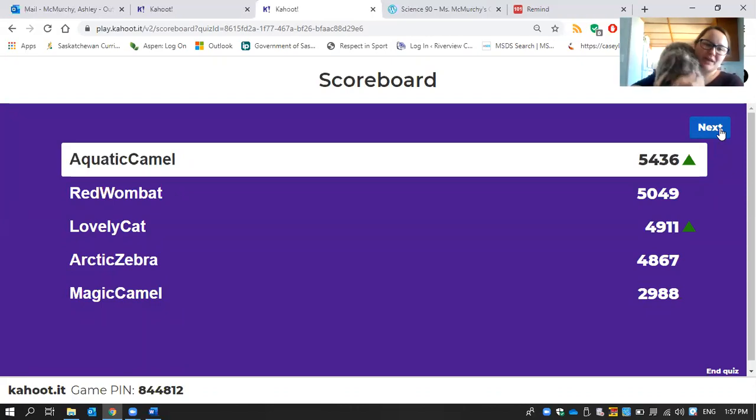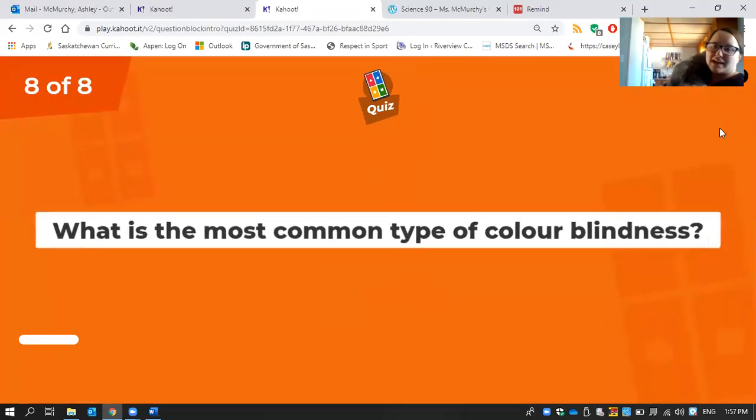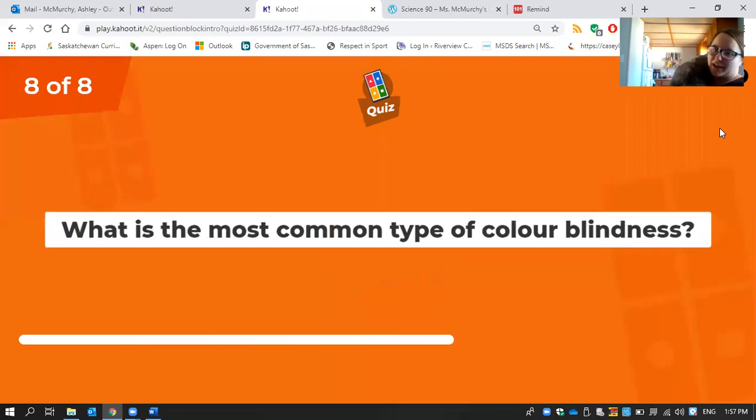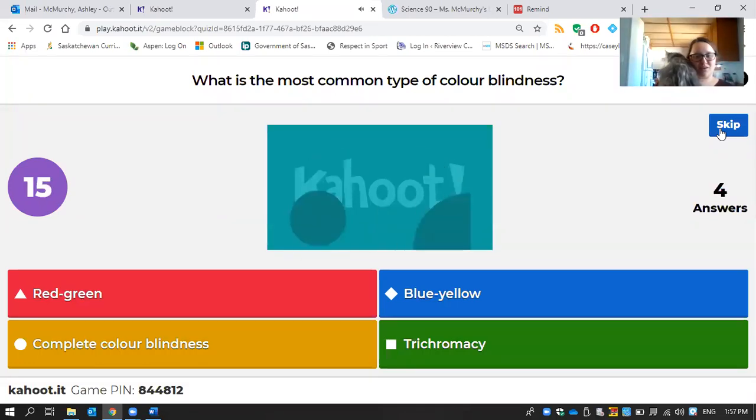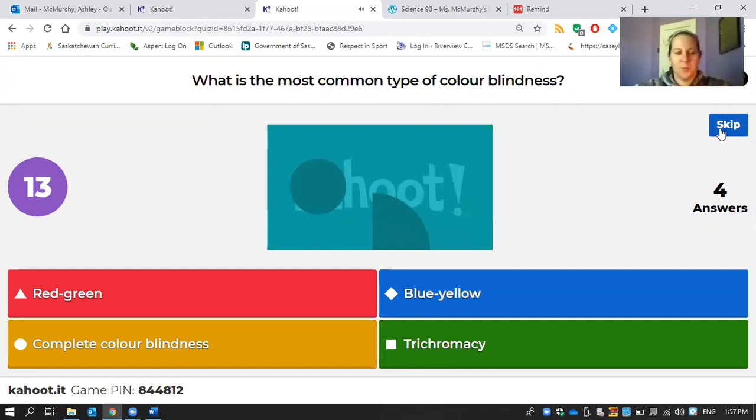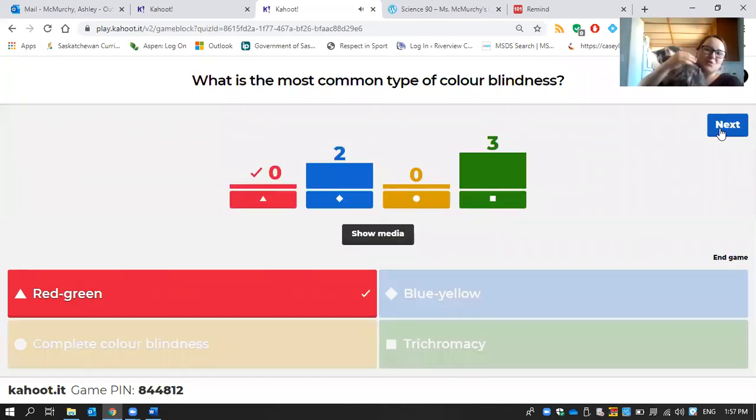Okay, so we have aquatic camel in the lead. Good job here. On our last question, what is the most common type of color blindness? Is it red, green, blue, yellow, complete color blindness, or trichromacy? Okay, so it is red-green color blindness. Trichromacy is actually people who have normal color vision, so that's not actually a type of color blindness.